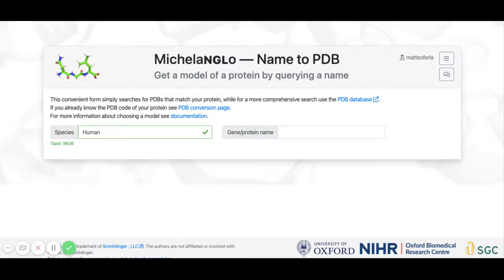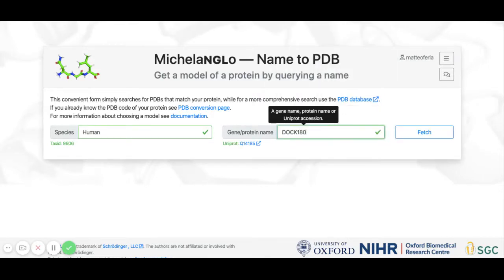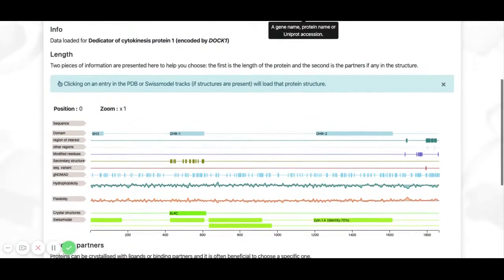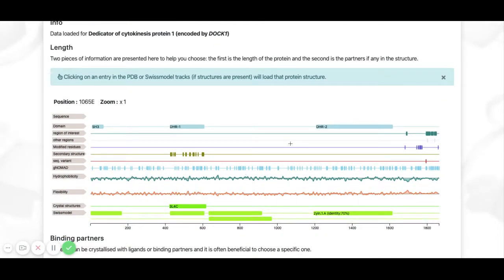So let's talk about generating a Michelangelo page using solely a gene name. Hopefully we know the name of our gene. Let's say doc180. And now we have various pieces of information presented. The first is one that shows various features in the protein. And this is a doc protein. So we've got two homology regions and a part that's unique to this subgroup of the doc family.